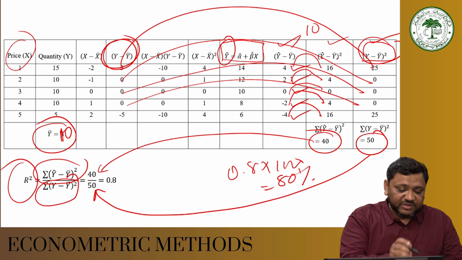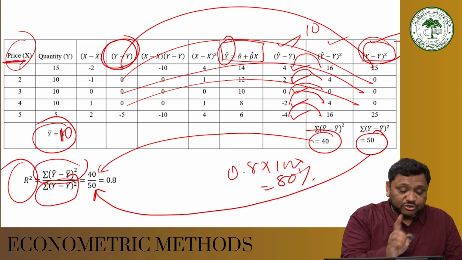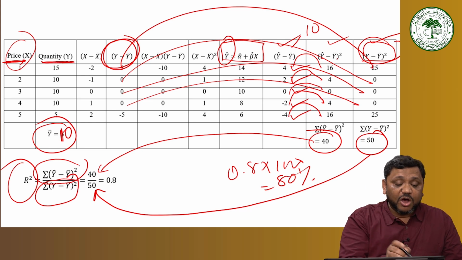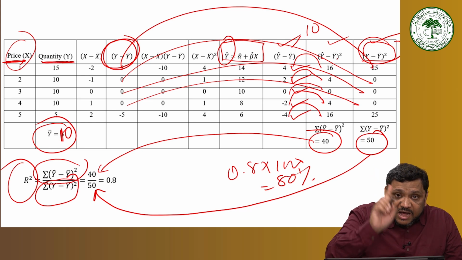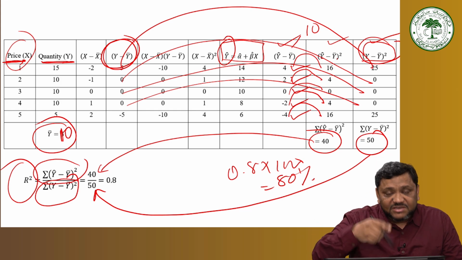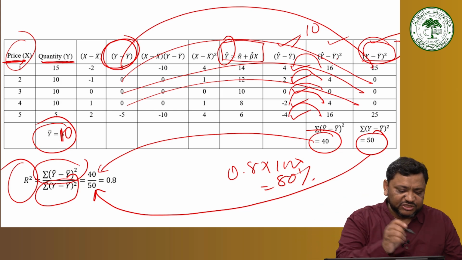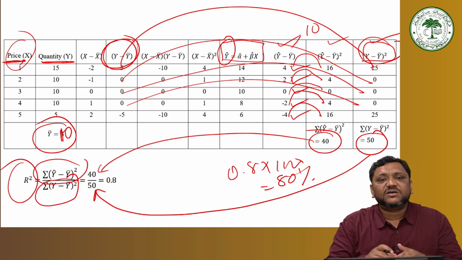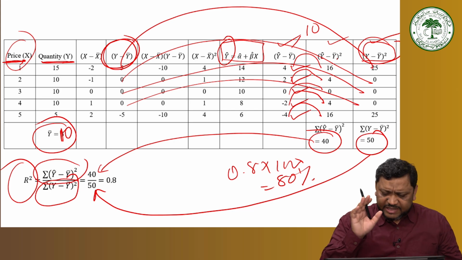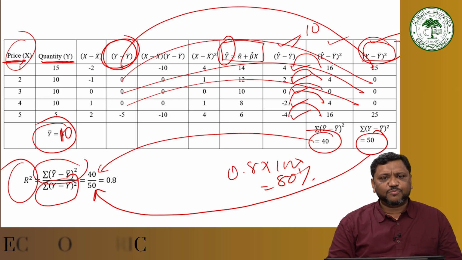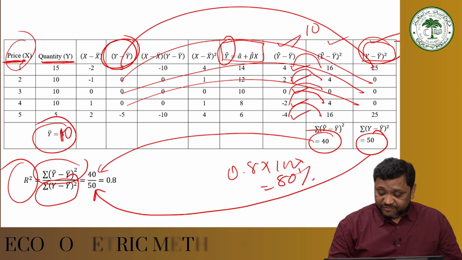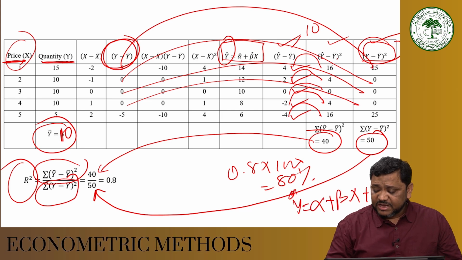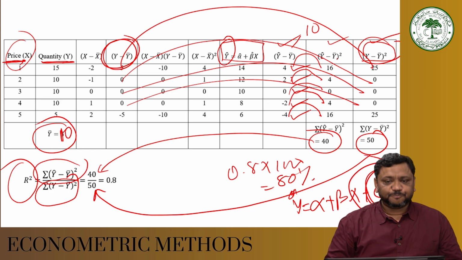Means 20% of the change in the quantity demanded is because of factors other than price. 80% change is because of price, and the remainder 20% of the change is because of factors other than price. It can be anything that is not covered here in this model. If y is equal to alpha plus beta x plus e, it is sitting in this error term.